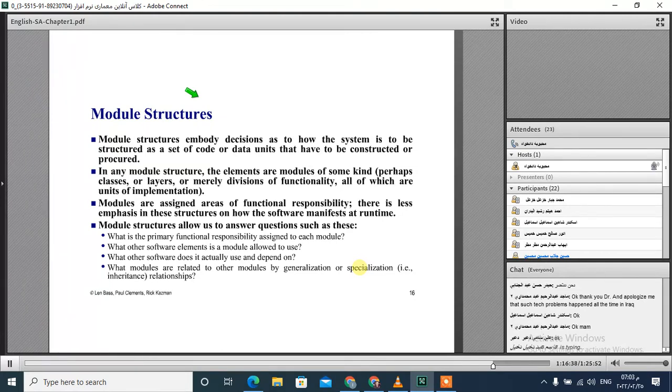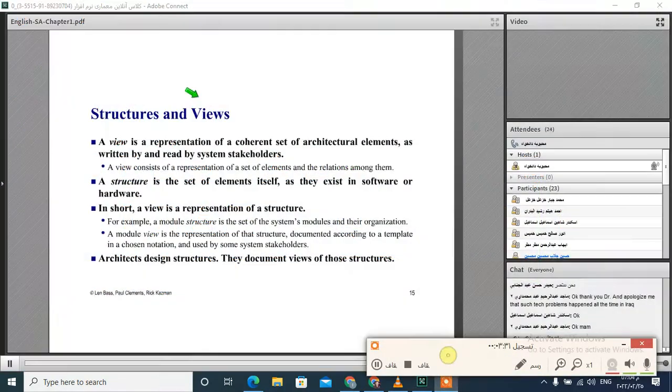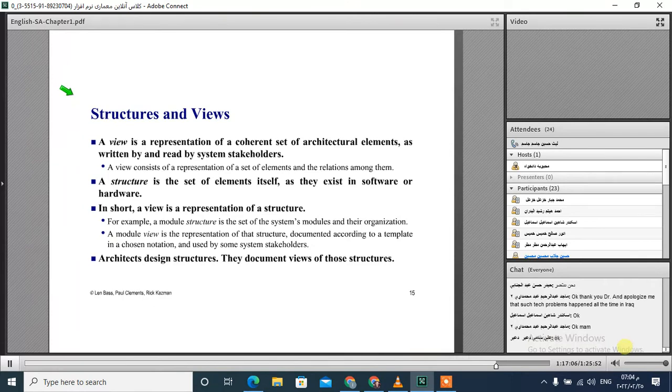Okay, before going into details of our three categories of structures, I think it's enough for today's session, and the next slides will be covered in the next sessions. I think it's enough for this first session. I just want you to have an insight into our course.